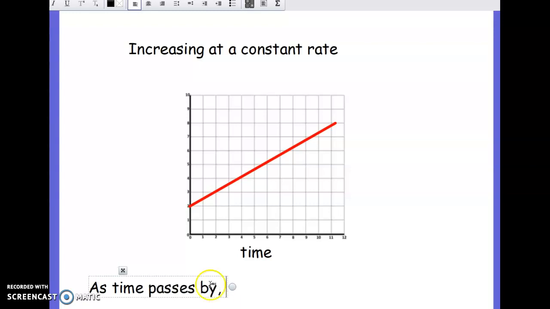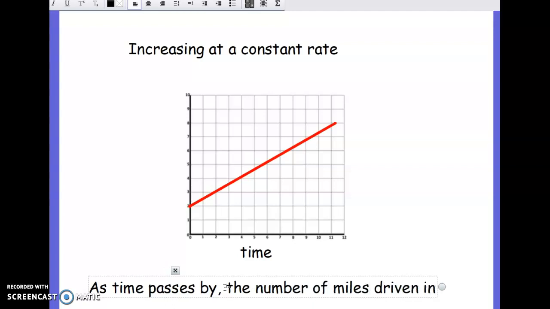let's think, what could I use for my story? I'll say, the number of miles driven increased at a constant rate. Okay, so you could create a scenario for each graph to really help you understand how this applies to the real world.